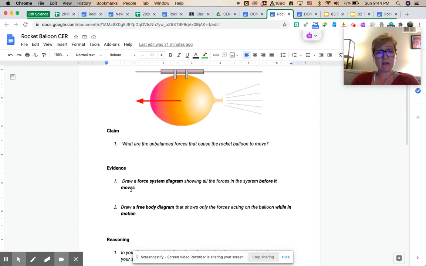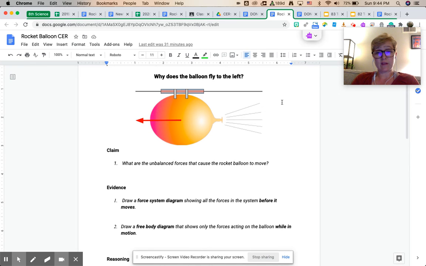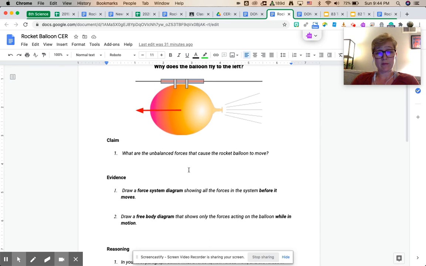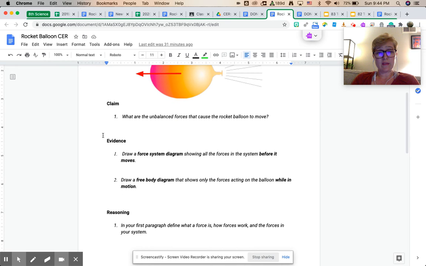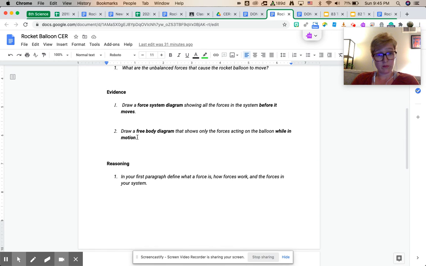Then you draw a free body diagram that shows only the forces acting on the balloon while in motion. So now the balloon is flying to the left, the air is coming out of it here, and it's moving to the left. Hopefully this evidence will probably be the easiest and most straightforward part because we've done a lot of this before. This is completely new, and this reasoning part is also completely new.